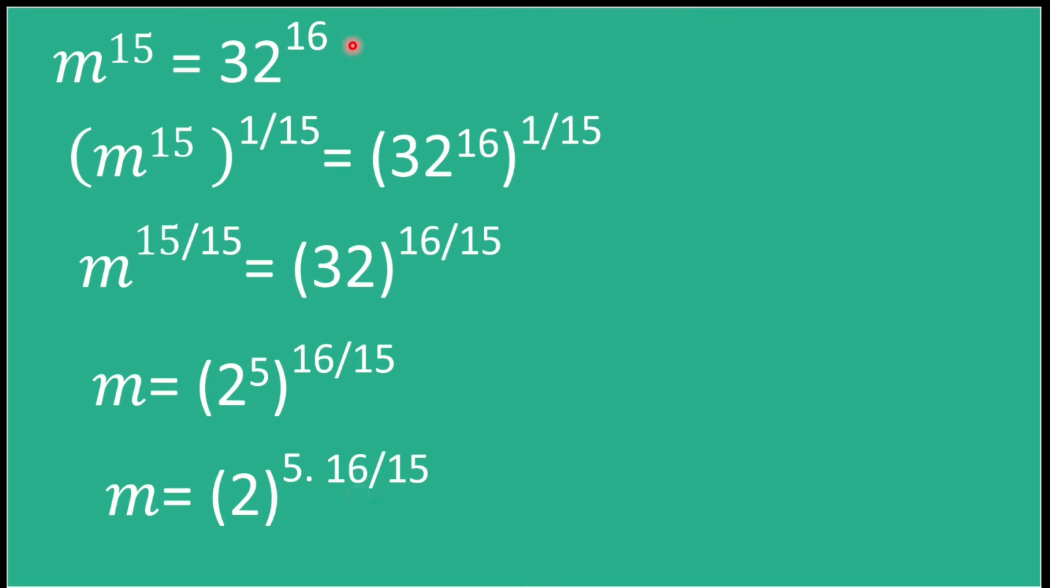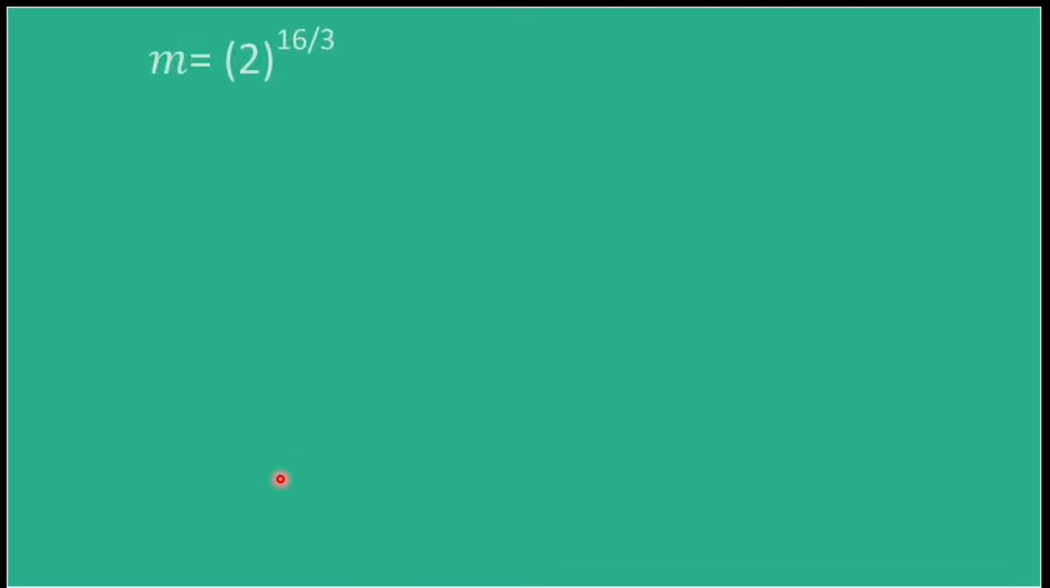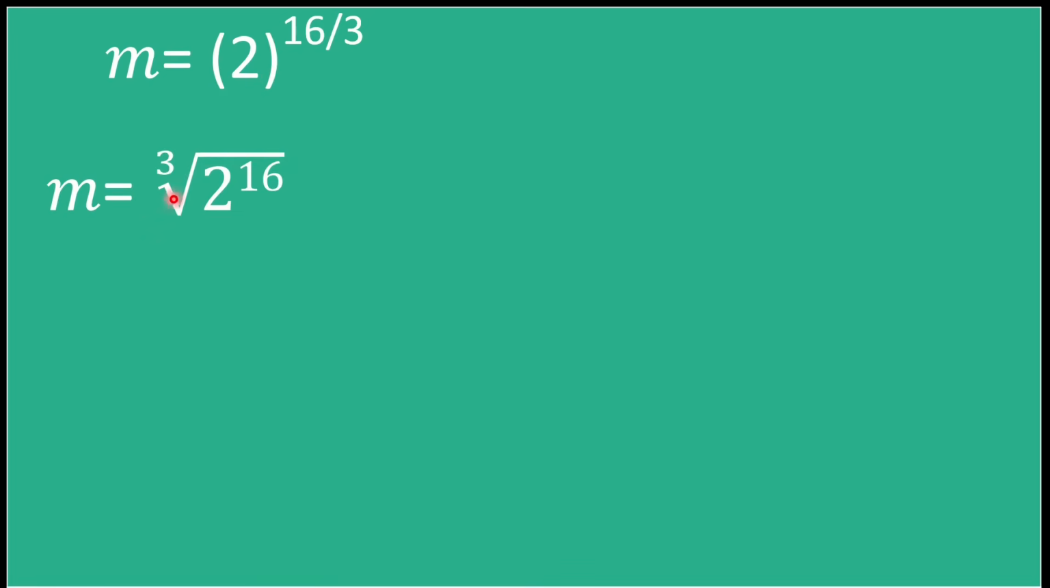So this will become 16 divided by 3, because 3 times 5 equal to 15. So here 3 and here 16, and this 5 will cancel. So overall we will have 2 power 16 divided by 3 in power. And now we can write this 16 divided by 3 as 16 into 1 divided by 3 in power, and the power 1 divided by 3 equal to cube root. So therefore we can write this as cube root of 2 power 16.